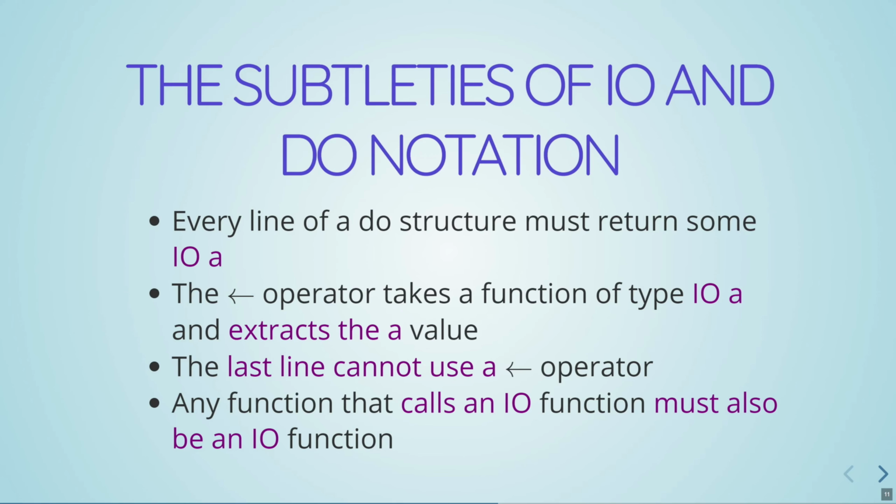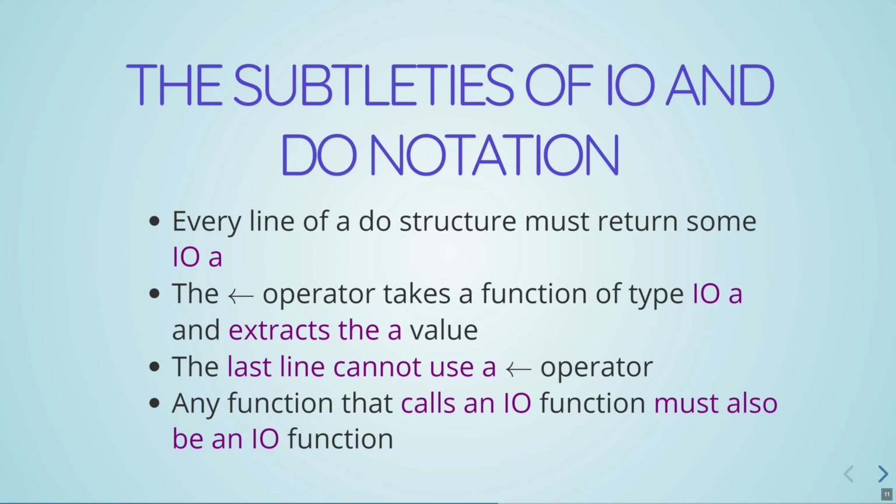Every line of a do structure, so whenever you write do, every single line must return something of type IO A. And this arrow operator is your only way, if you have an IO A, to extract the A value. The last line of any IO function cannot use this operator. Okay, so you'll notice in the example I had before, whenever we read a file or some input, I would then do a print afterwards. I couldn't finish the function using this operator to pull something out.